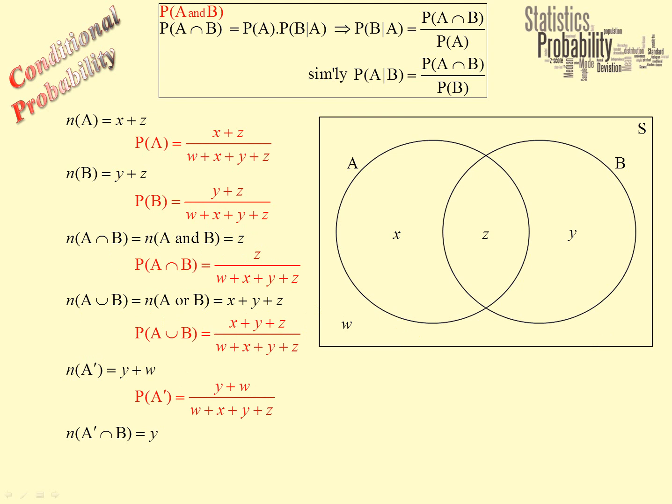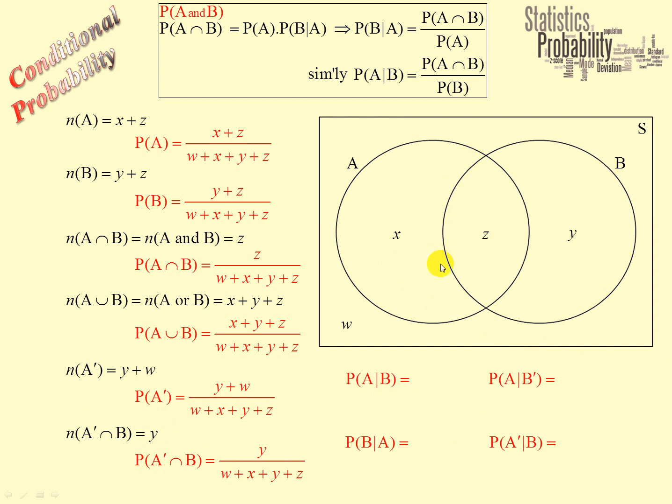Probability of A complement. And probability of A complement intersection B. Pretty straightforward. You just need to work out the number first, then divide by the total number. And now, how about some conditional probabilities? Probability of A given B.